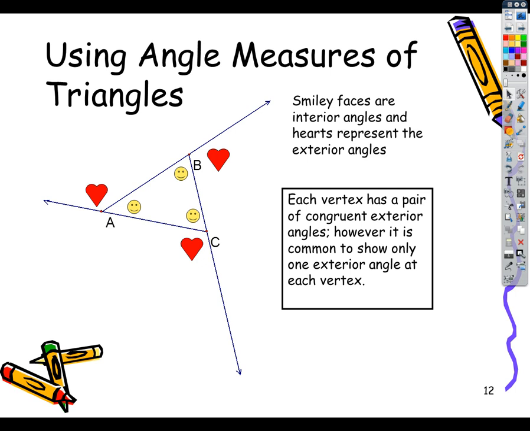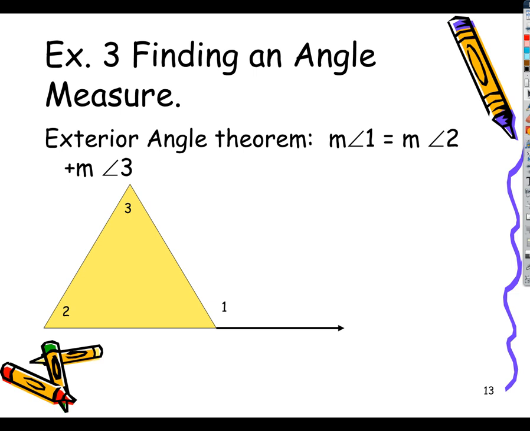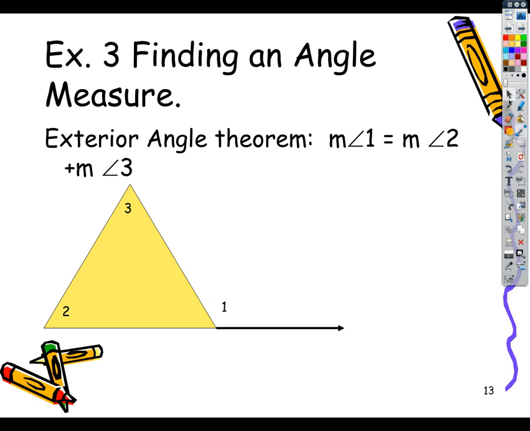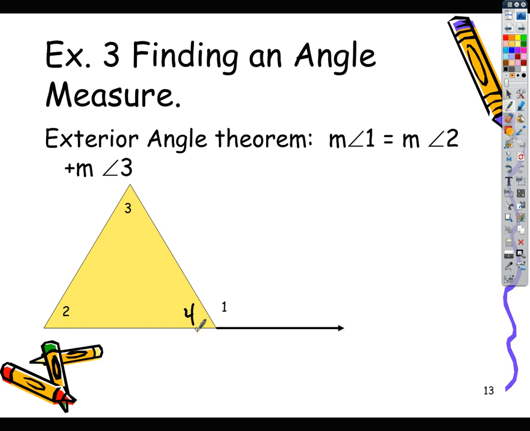I'll go to the next page with me. Okay, the exterior angle theorem tells us that if I've got this triangle like so, and I extend the base of this thing, right? So I've got interior angles 2 and 3, and I'll even put 4 in there. So there's 4. And then I've got this exterior angle 1. What the exterior angle theorem tells us is that the measure of the exterior angle is equal to the sum of the measures of the remote interior angles.